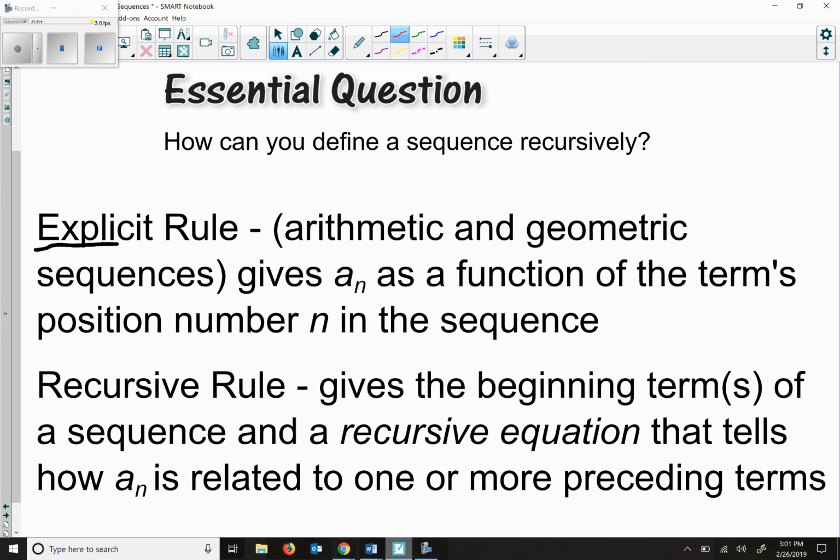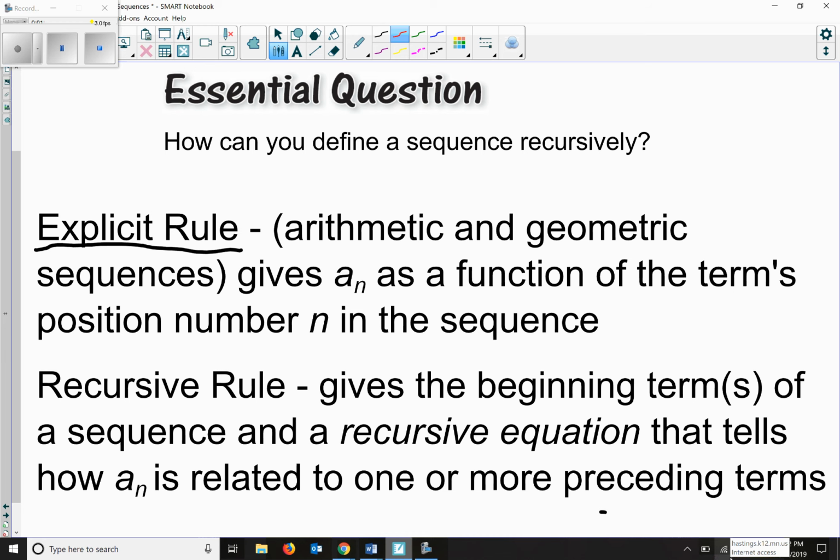So this right here. Sorry about that. We'll just have that go away. Okay, so the explicit rule.